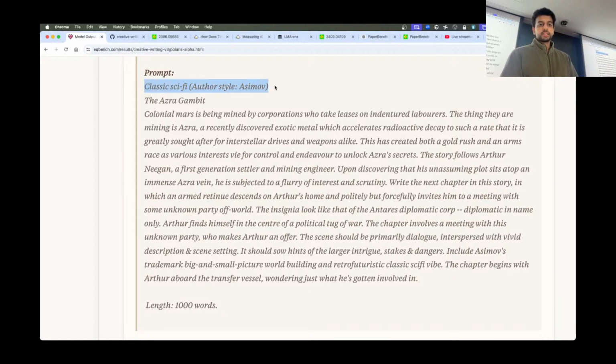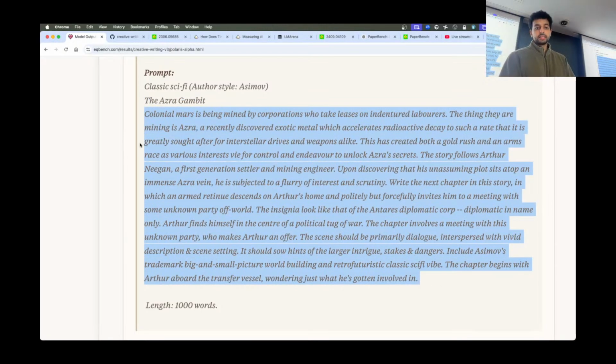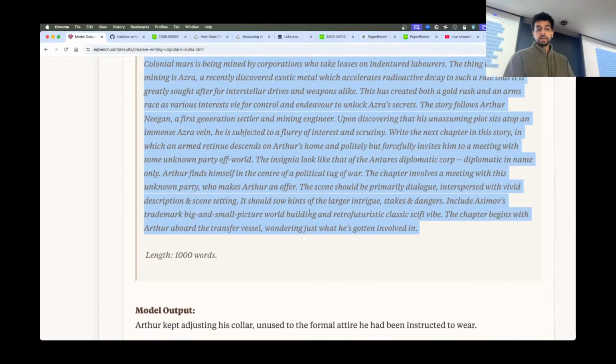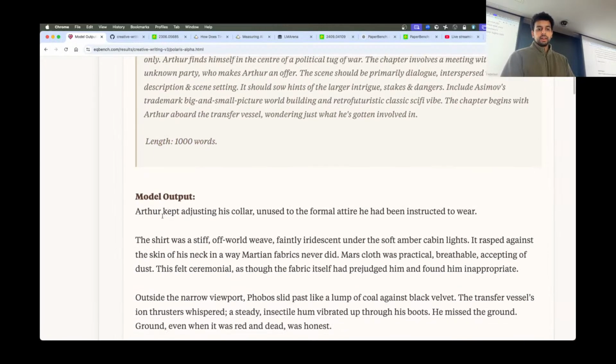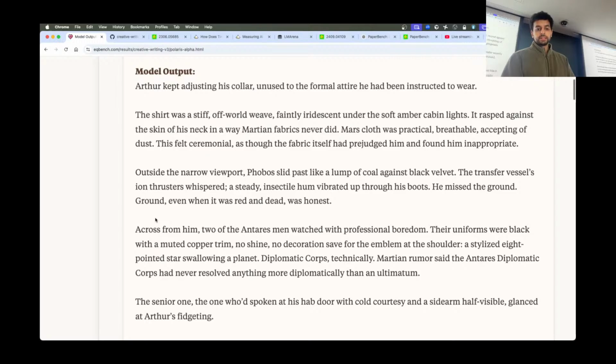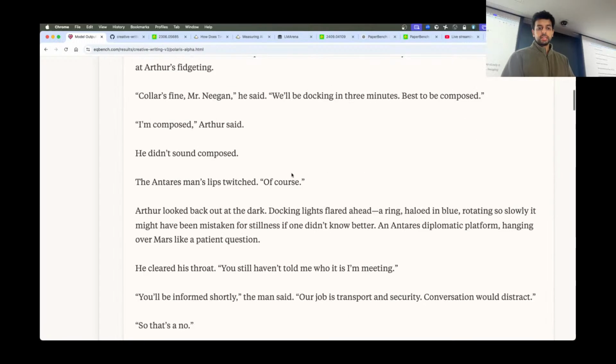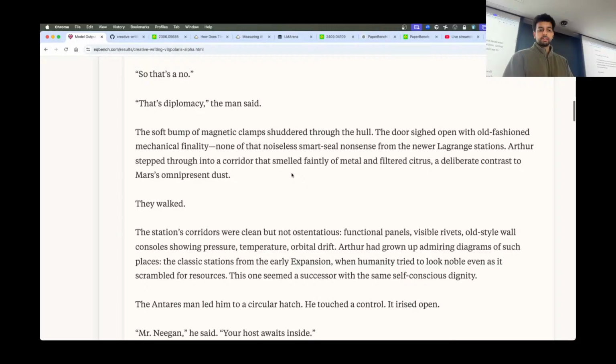The prompt says, classic sci-fi, gives an example of an author to imitate, gives a title of the story that the model should generate, and a plot summary. Colonial Mars is being mined by corporations who take leases on indentured laborers, blah, blah, blah. It has a very detailed plot that the model should follow, as well as a length constraint. So your story should be 1,000 words. And so this is one of the model outputs. I think this one is generated from GPT 5.1, which just came out last week.